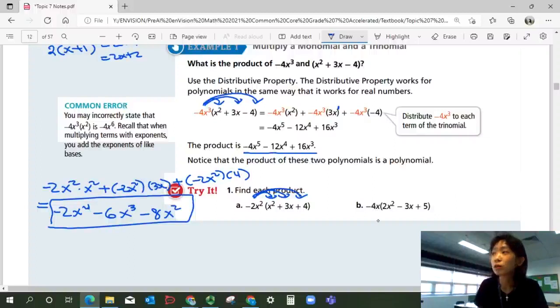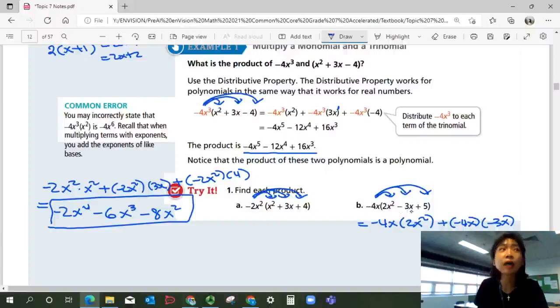Part B, you also use the distributive property to distribute negative 4x out in this polynomial. You will get negative 4x times 2x squared plus negative 4x times negative 3x. Do not forget your negative sign. If you subtract a term, that negative sign comes with that term. And then plus negative 4x times 5.